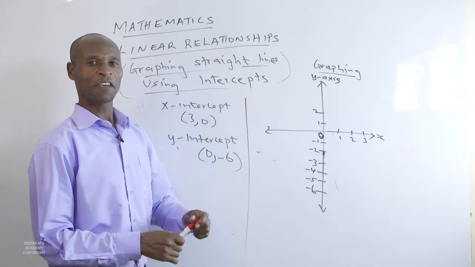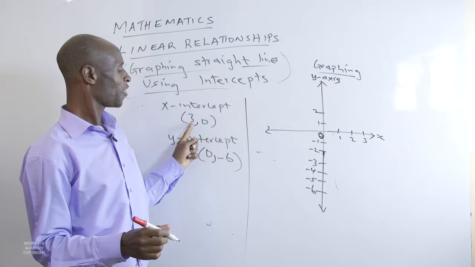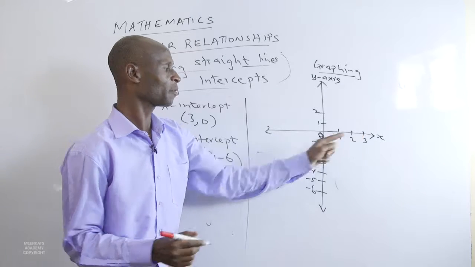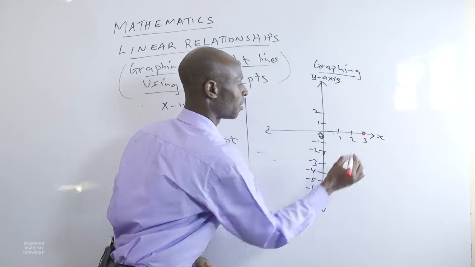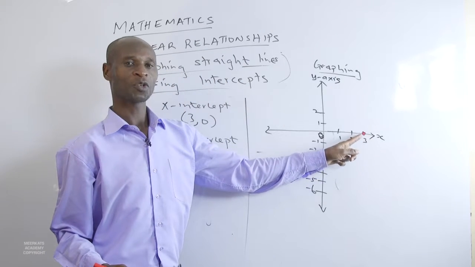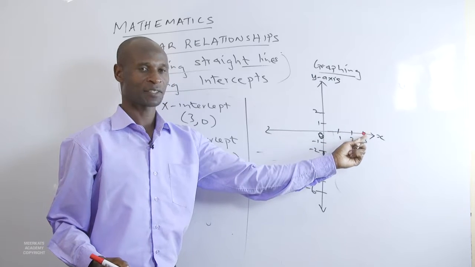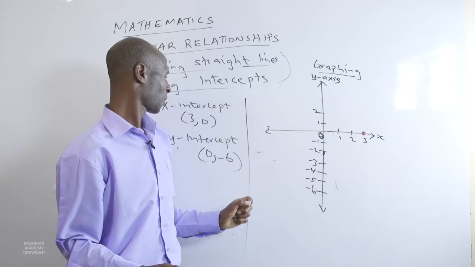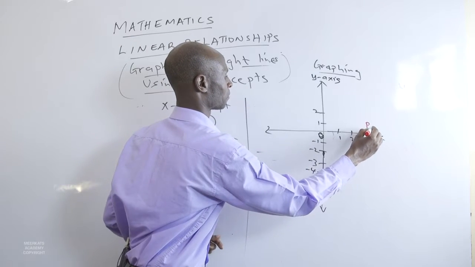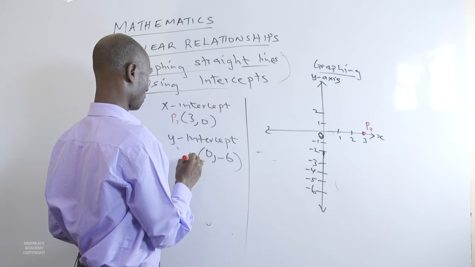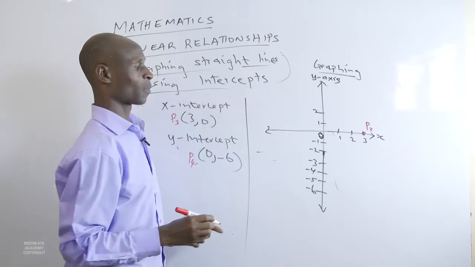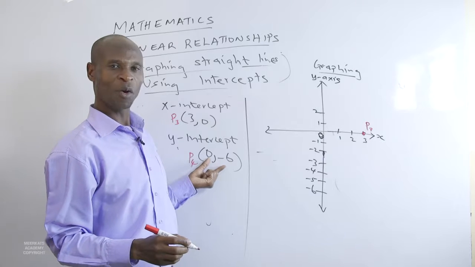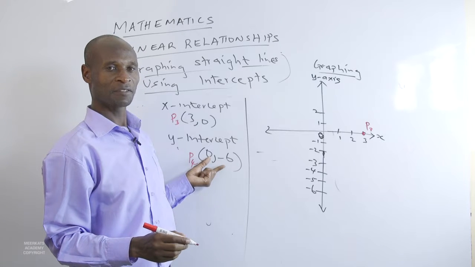So we start by plotting the first point, which is (3, 0), where there is x. Identify the x along the x-axis, that is 3. Then the y-coordinate there is 0. So that means our point lies on the x-axis. And that's why it's called x-intercept, because the point lies on the x-axis. Our second point lies on the y-axis, is point (0, negative 6).